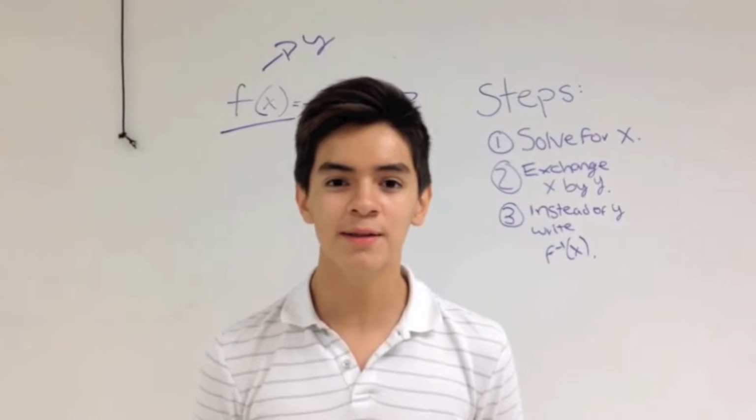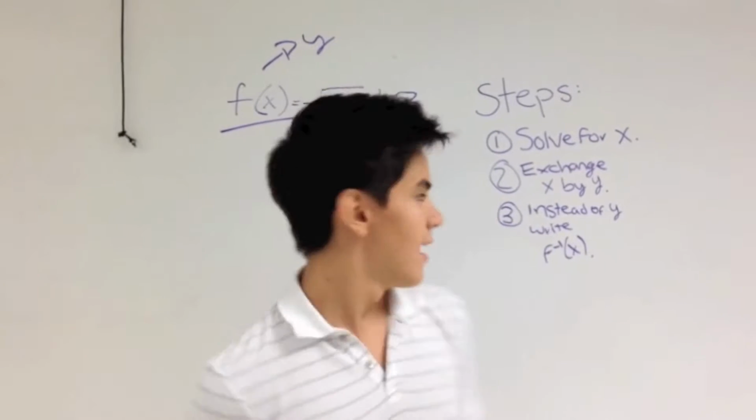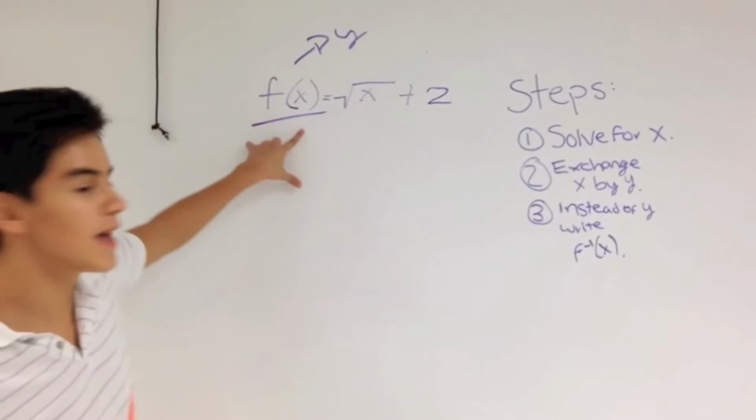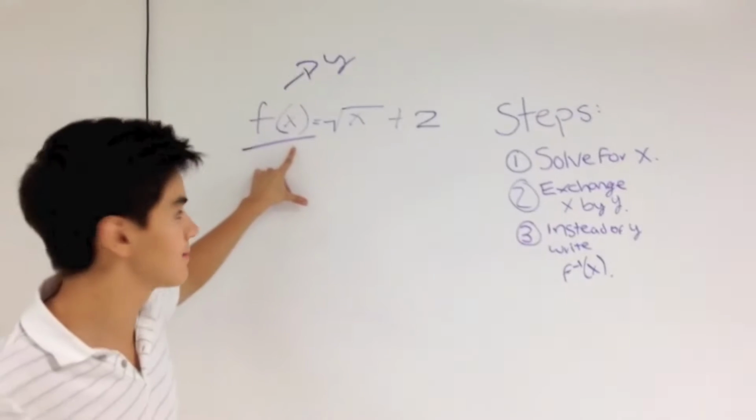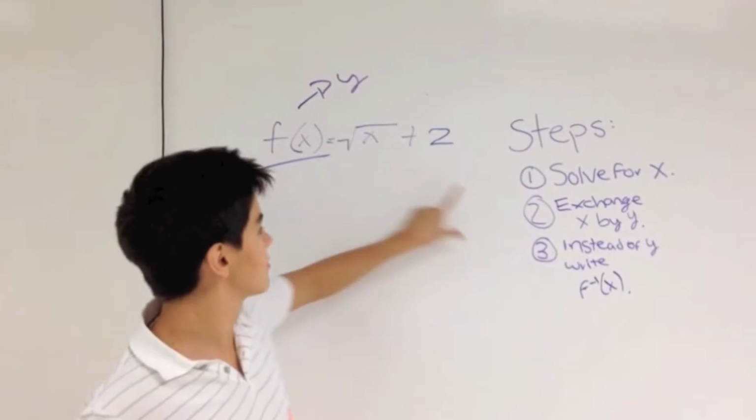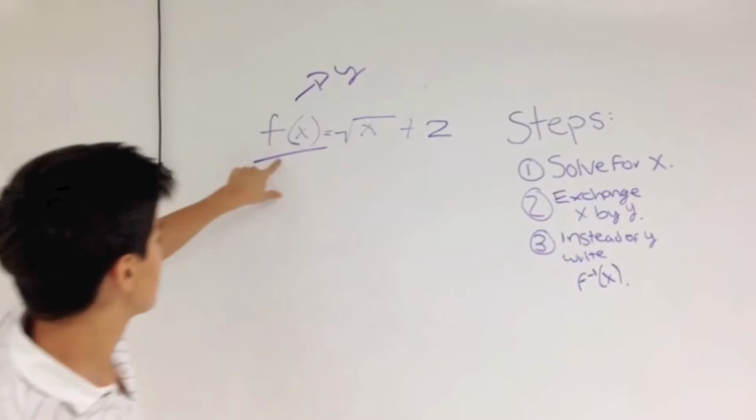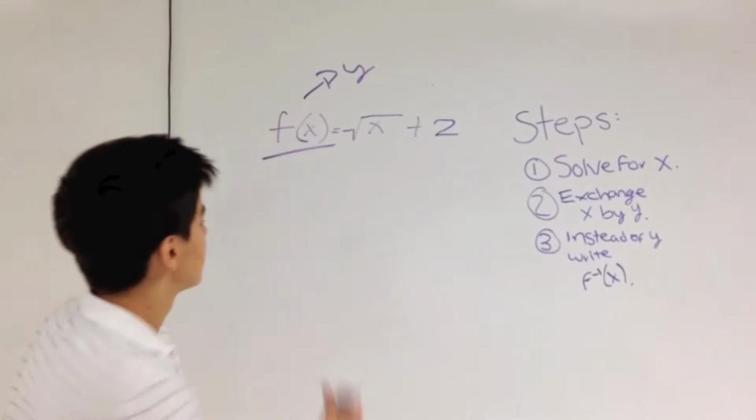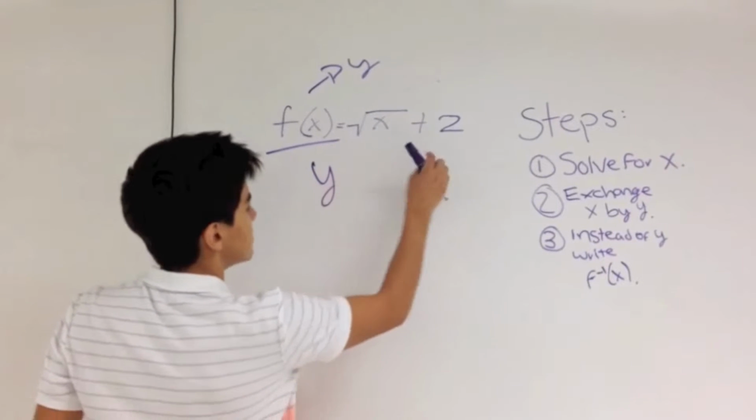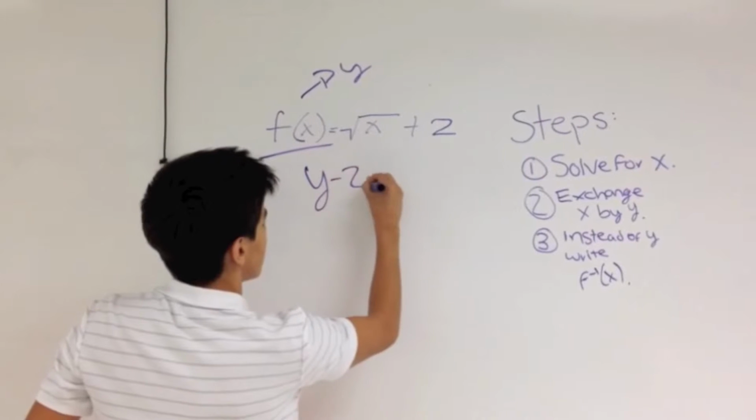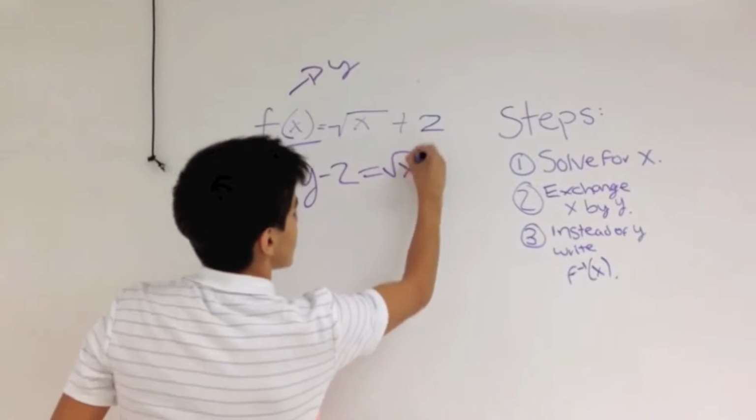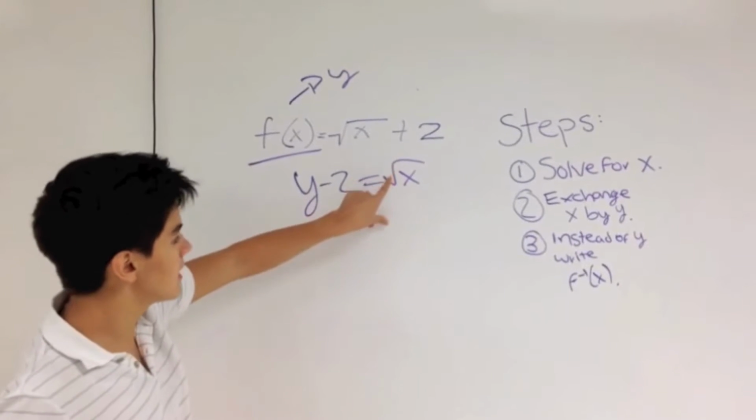Hello, my name is Eduardo Ramirez, and today we're going to see how to get the inverse of f of x. So the first step is to solve for x. Remember, this is the same as y. So you get y, these two here, and then you have your isolated x, but you don't need this root.